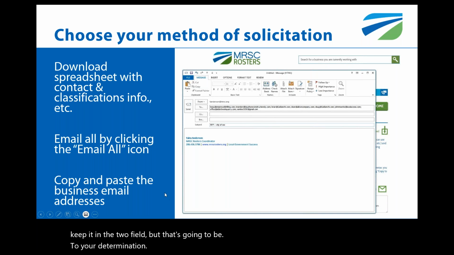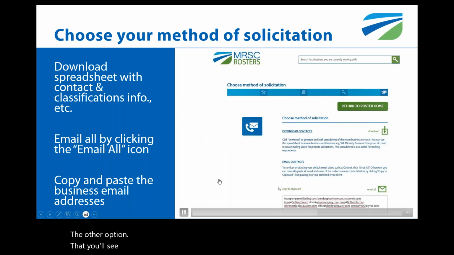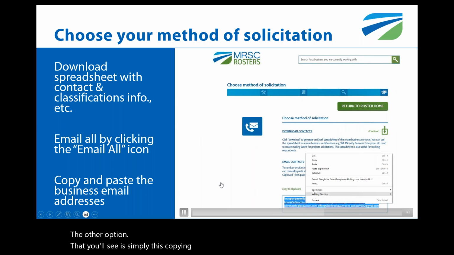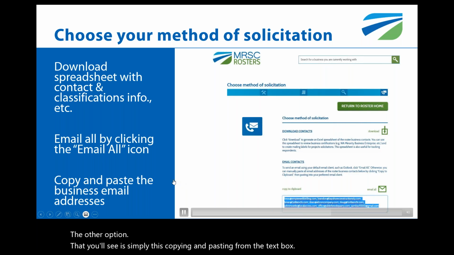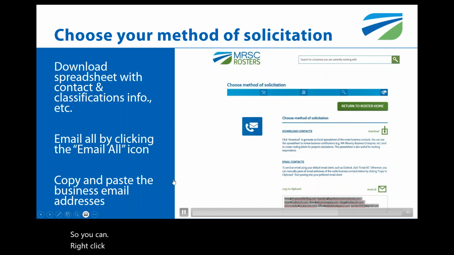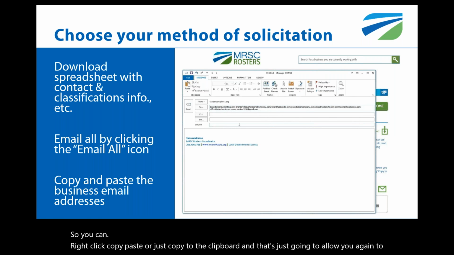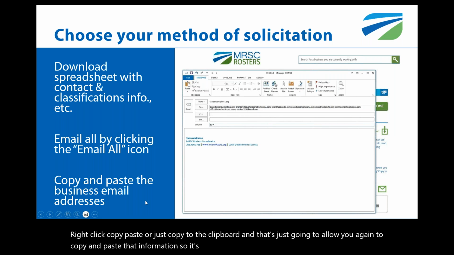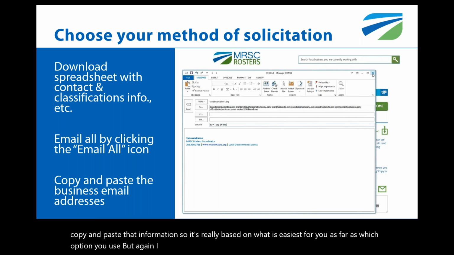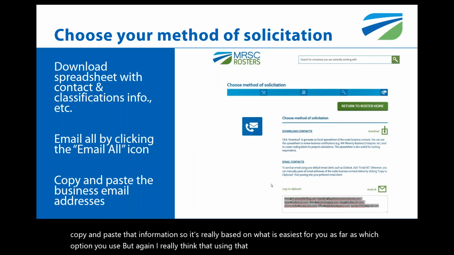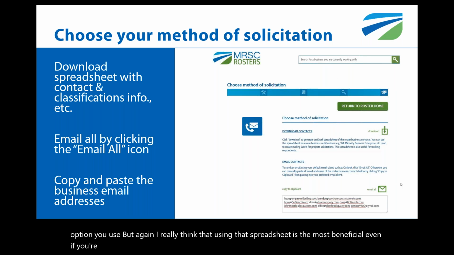The other option that you'll see is simply copying and pasting from the text box. So you can right click, copy, paste, or just copy to the clipboard, and that's just going to allow you again to copy and paste that information. So it's really based on what is easiest for you as far as which option you use. But again, I really think that using that spreadsheet is the most beneficial, even if you're not using it to copy and paste the email addresses, it's good to have for your records. So just keep that in mind.